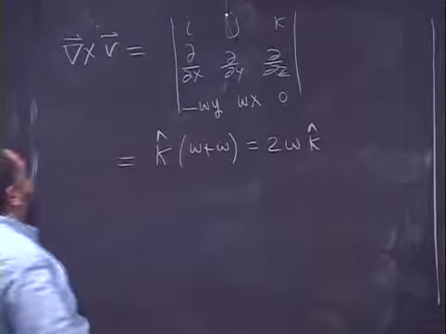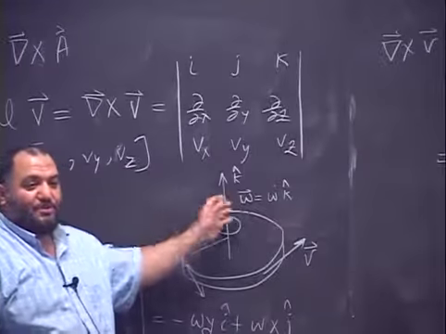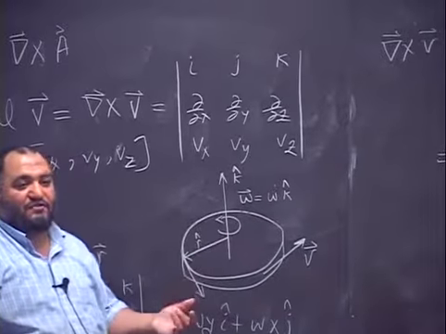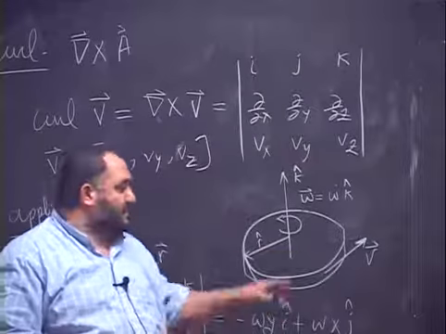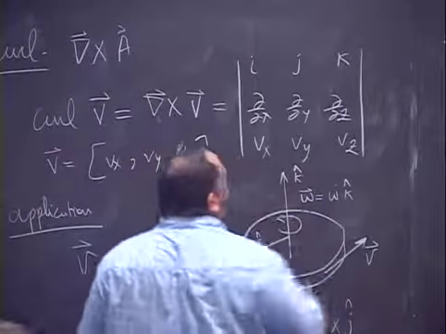What does it mean? It means that the curl of the vector is equal to what? 2 multiplied by the rotation vector. Yes? So if you want to get the curl of a velocity field like this, it is just the rotation of this velocity field.